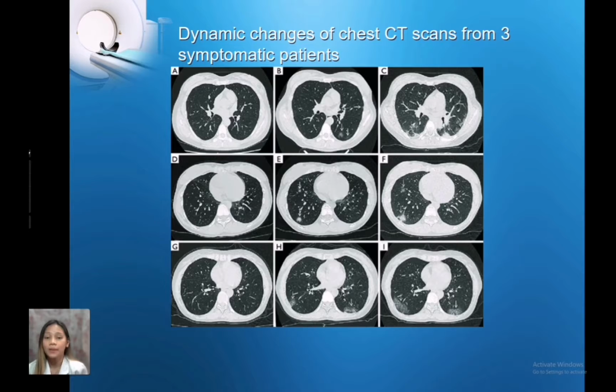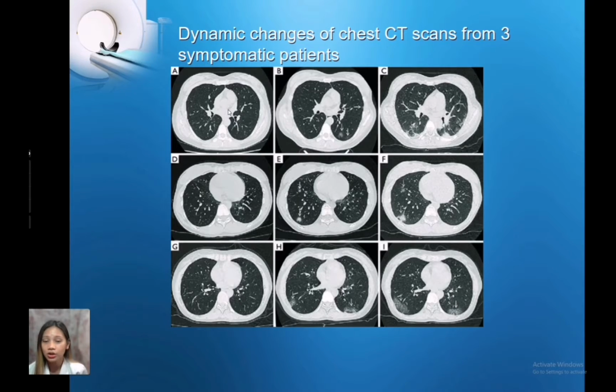So for the last slide, we have the dynamic changes of the chest CT scans of the 3 symptomatic patients. So these are different cases, guys. From A to C, this is case 1, which is for our first patient. For D to F, this is case 2, which is our second patient. And from G to I, this is case 3, which is for our third patient. So let's look at the images one by one. So for A, this is case 1, which is for our first patient.